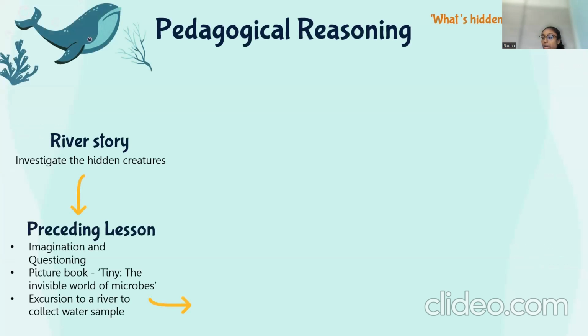Students would then be read the book Tiny to develop a deeper understanding of what exactly microbes are and how they look like, including the use of real microscopic images taken from the flashcards. To conclude, students will be brought to the river near the school to collect water samples for inspection in the next lesson, as well as begin discussions about the types of microbes that might lie hidden in the river.